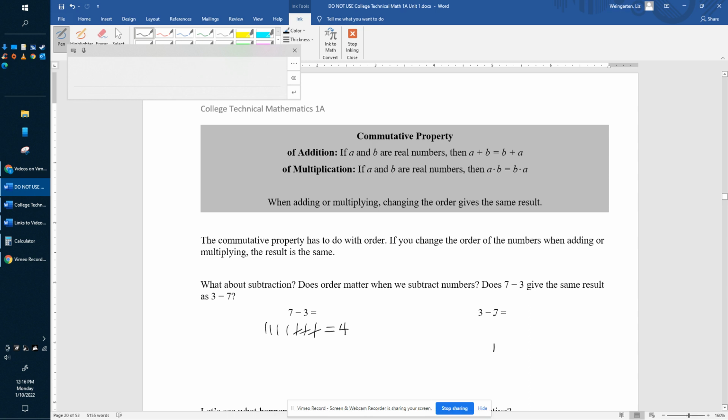Now if we take 3 tally marks and subtract 7, well, we've got 3. Now we get negative tally marks. That gives us negative 4. This shows us that subtraction is not commutative. You can't just simply flip these around and expect to get the same number.